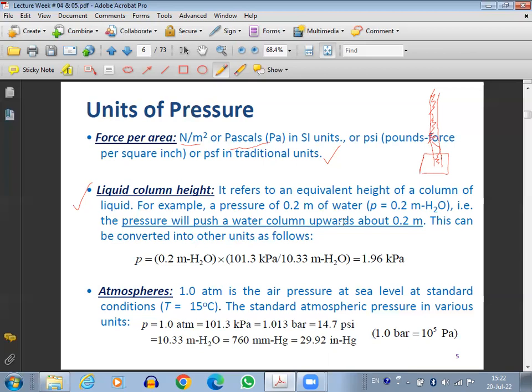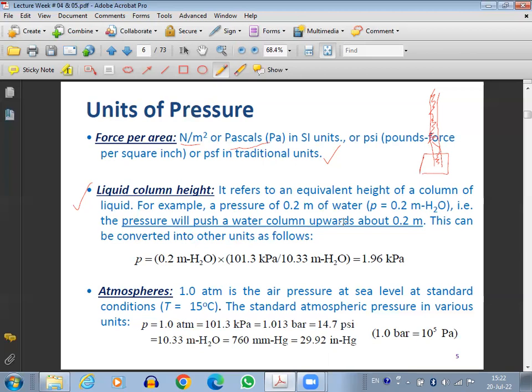So that's another way of defining the unit of pressure. And this way is something that you are studying for the first time, and it is going to be used a lot in this course. So this is also a unit of pressure. In fluid mechanics, this is also a unit of pressure.